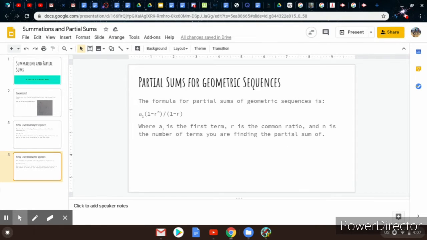After this, we have partial sums for geometric sequences. The formula for partial sums of geometric sequences is a1 times (1 minus r to the n) divided by (1 minus r). a1 is the first term, r is the common ratio, and n is the number of terms you're finding the partial sum of. Now let's move on to practice problems to make sure you understand these concepts.